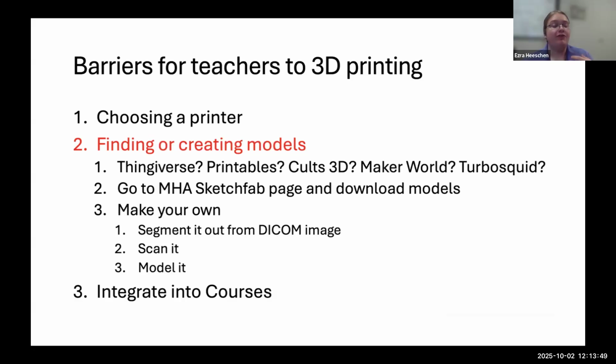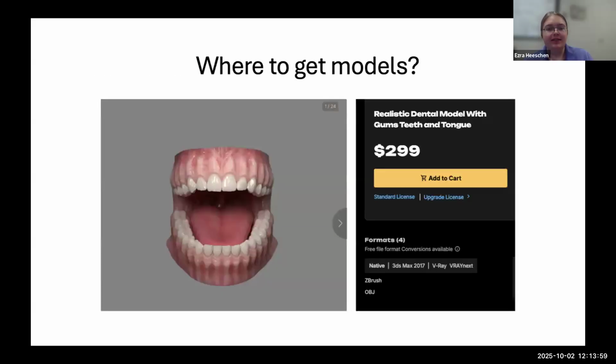So after that whole ordeal of choosing a printer, which is a mountain on its own, the next big thing is finding or creating models. So the easiest option for this is finding models online. There's a lot of different websites that will sell professional models that you can either print or show off in a 3D viewer.